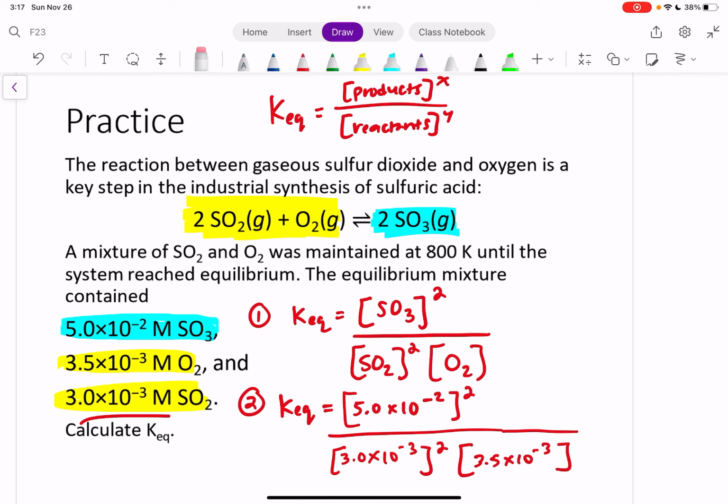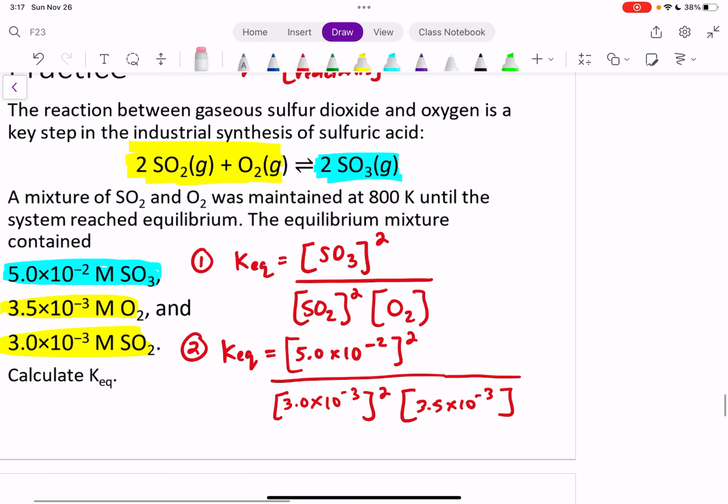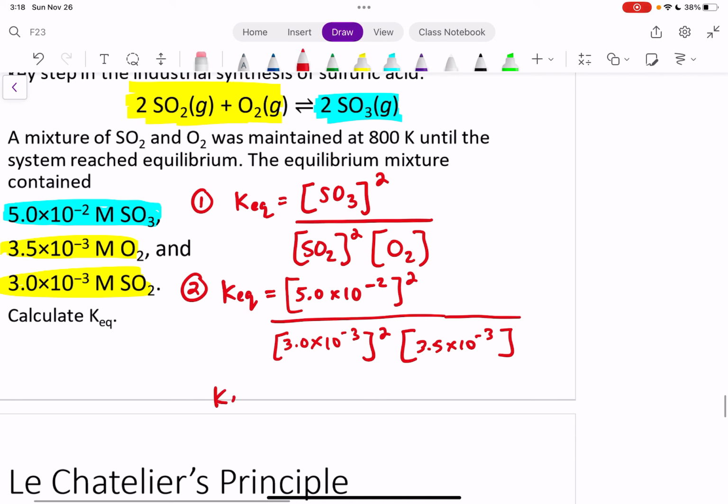All right, so let's get rid of some of this, clean this up a little bit. And now we've got to get a number out of all that. And I got that our KEQ equals 79,365. And that was our KEQ.